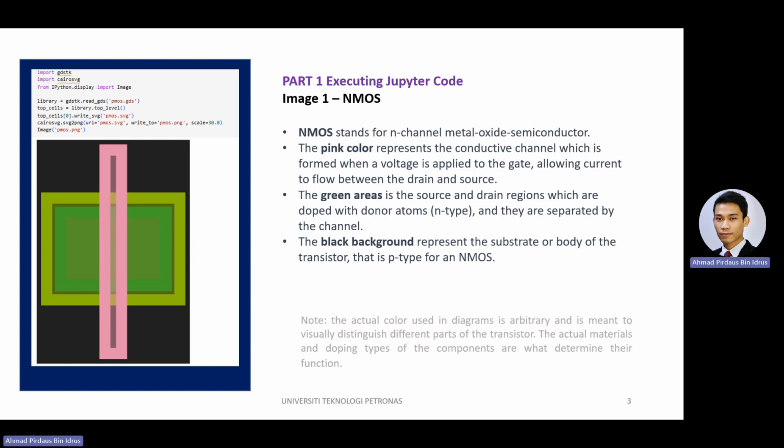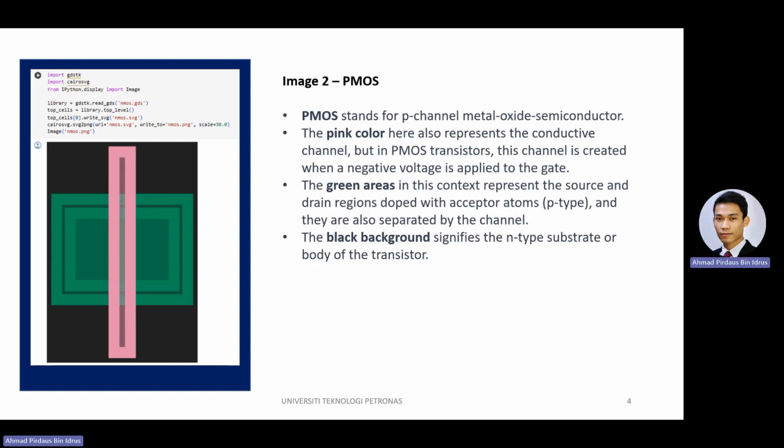Okay, just a note here that the actual color used in the diagram is arbitrary and is meant to visually distinguish different parts of the transistor. The actual materials and doping types of the components are what determine their function. Now, this is the image generated. That is the PMOS.